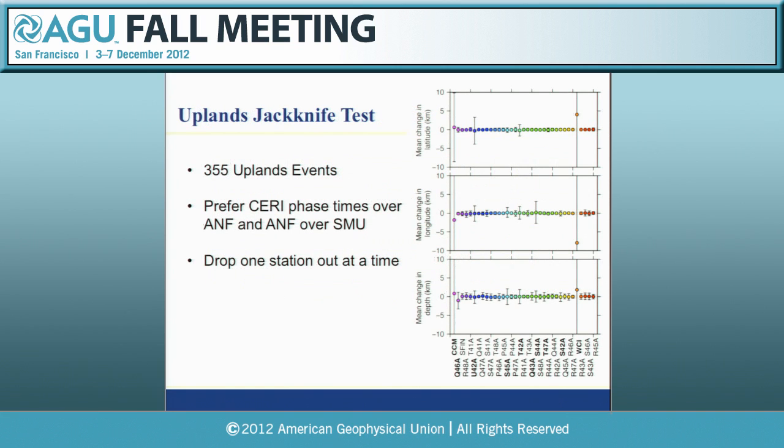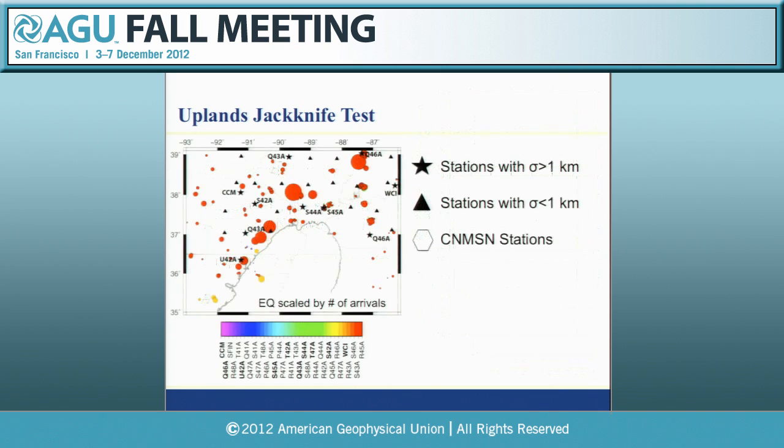The jackknife testing shows which stations are most important. So in this case, I drop one station out at a time. I remove duplicates, so I prefer SIRI phase data over Array Network Facility and Array Network Facility over SMU picks. And I'm only looking at events outside the Mississippi embayment. The stations in bold are those that have a mean change in standard deviations of greater than a kilometer. We'll look at those in map view next.